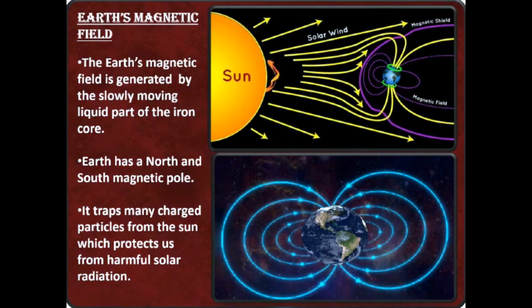This magnetic field of the earth is functional even outside the earth's surface for quite a distance. As a result, a cover develops around the earth because of the magnetic field. The earth's atmosphere is protected from the solar winds coming from the sun. The magnetic field thus developed around the earth is called the magnetosphere. So, the earth has a north and a south magnetic pole. It traps many charged particles from the sun, which protects us from the harmful solar radiation.